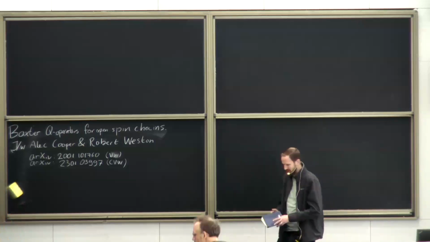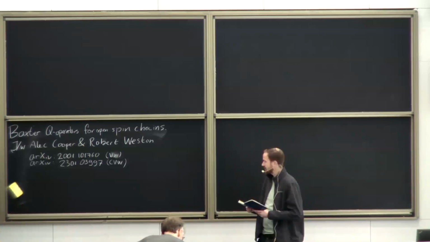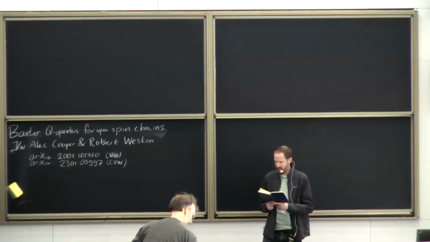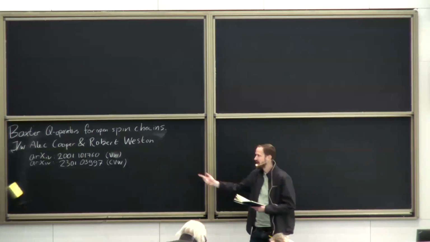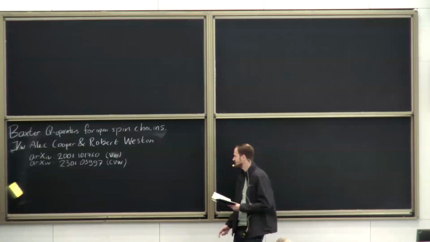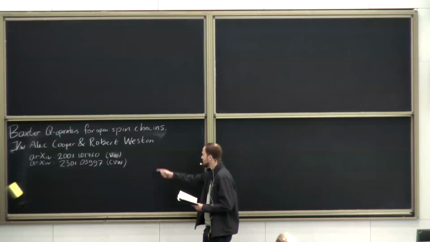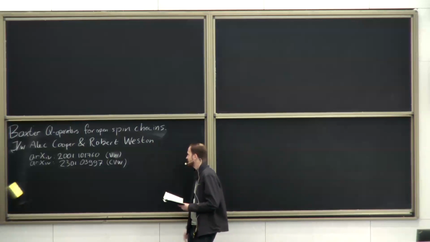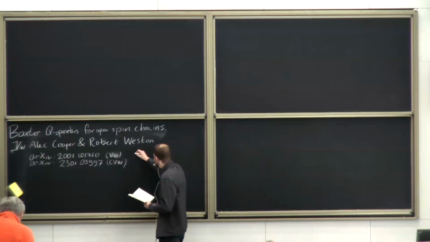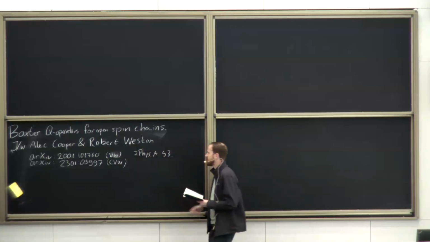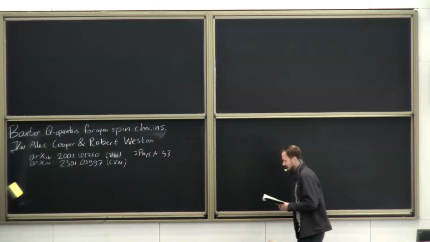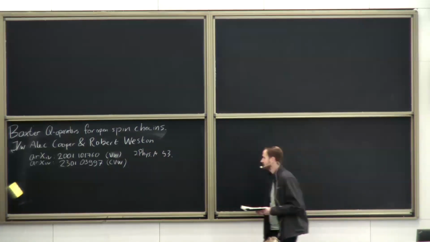Thank you very much. This is joint work with two gentlemen, Alec Cooper and Robert Weston, who are based at Heriot-Watt University in Scotland. There are two papers on the arXiv. The first one is in J. Phys. A 53, the second one is under review. I will start with a survey of closed spin chains.